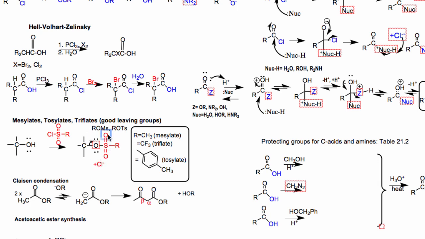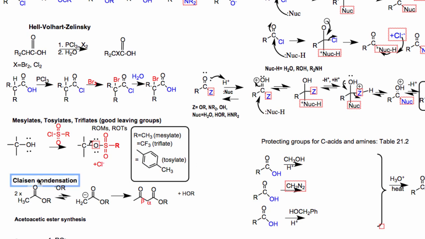The difference between mesylate, tosylate, and triflate is the identity of the R group on the end. This R group can be methyl, for a mesylate. It can be a trifluoromethyl, for a triflate group. Or it can be a para-methylphenyl, known as a tolyl group, like toluene, known as a tosylate.